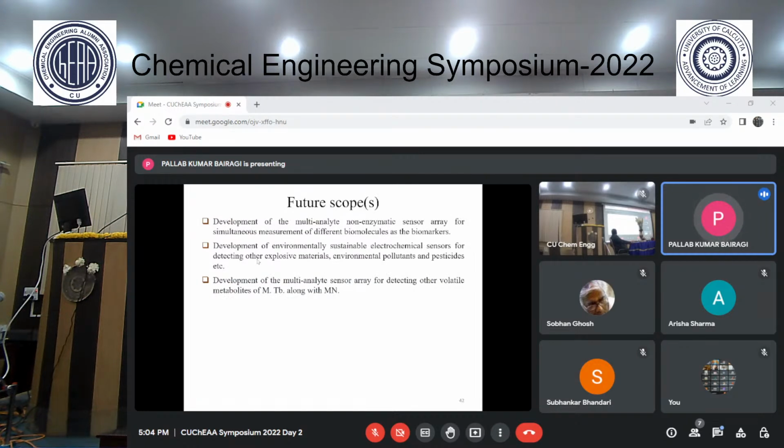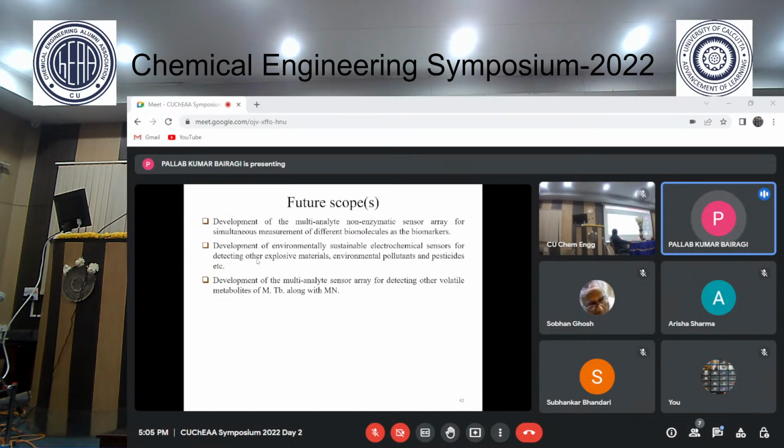Development of the multi-analyte non-enzymatic sensor for other biomolecules is also possible using the same methods and methodologies. However, the electropolymers will be different and must be selective towards the target analyte. Otherwise, it is quite challenging to segregate the responses. Development of different environmentally sustainable electrochemical sensors for detecting other explosive materials. For example, a clay-based electrochemical sensor for detecting dinitrotoluene, trinitrotoluene, nitrobenzene, and others, for measuring different environmental pollutants and pesticides.